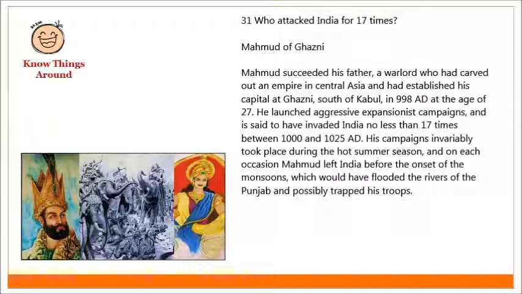Who attacked India for 17 times? Muhammad of Ghazni. Muhammad succeeded his father, a warlord who had carved out an empire in Central Asia and had established his capital at Ghazni, south of Kabul, in 998 AD. At the age of 27, he launched aggressive expansionist campaigns and is said to have invaded India no less than 17 times between 1000 and 1025 AD. His campaigns invariably took place during hot summer season, and on each occasion Muhammad left India before the onset of the monsoon, which would have flooded the rivers of the Punjab and possibly trapped his troops.